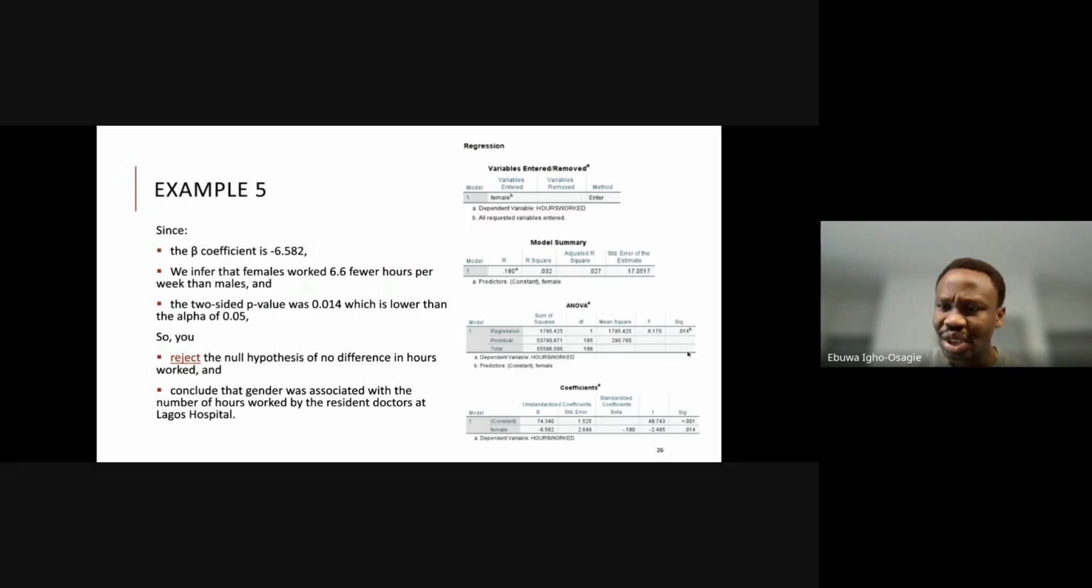Okay, so we're looking at this. We see the significance. It's significant. This is the value, -6. And so we're saying that the beta coefficient is -6.5. This is hours worked per week. We infer that females work 6 or 7, let's call it 7 hours fewer.